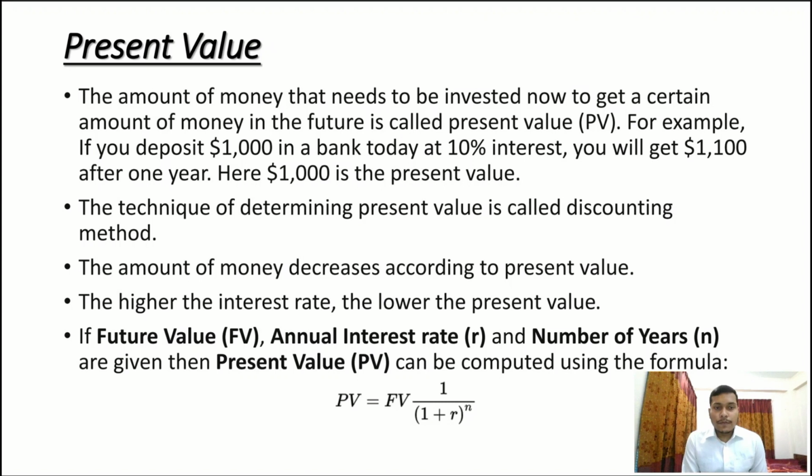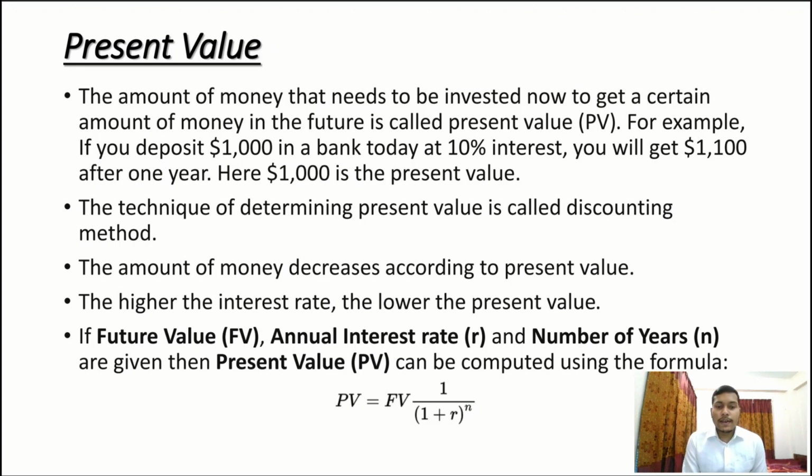For example, if you deposit $1,000 in a bank today at 10% interest, you will get $1,100 after 1 year. Here, $1,000 is the present value. The technique of determining present value is called discounting method. The amount of money decreases according to present value. The higher the interest rate, the lower the present value.